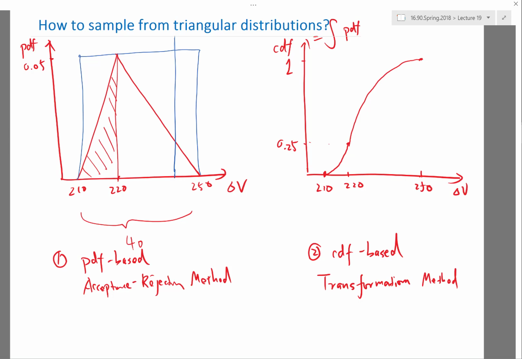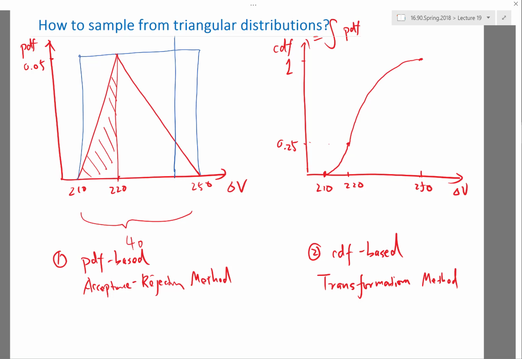Okay, I think I have described the entire two methods. Does anybody have questions? Yes? Can you elaborate more on what the acceptance or rejection criteria is in the PDF case? How do you differentiate between that and the same triangle with the same area, but flipped to the other side, biased to the right rather than the left?